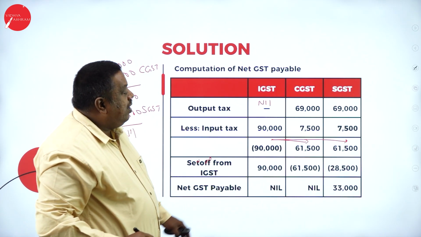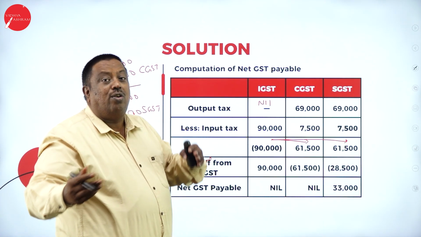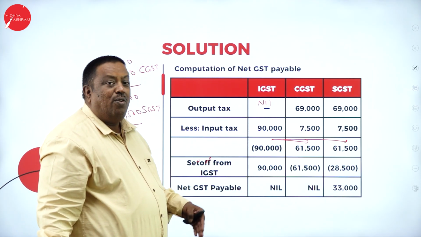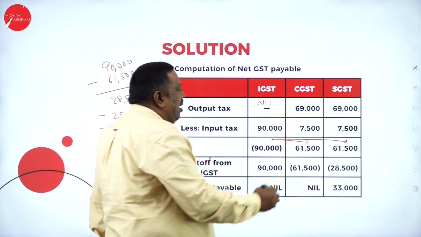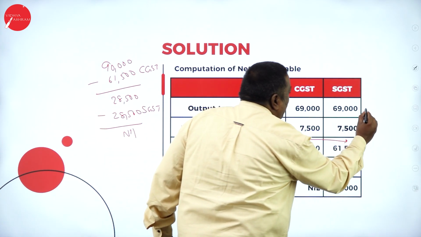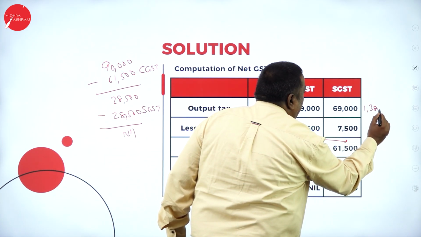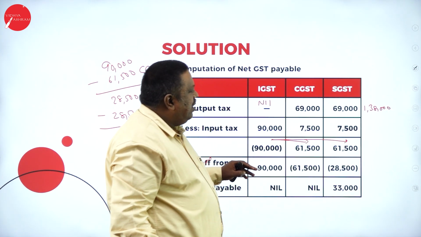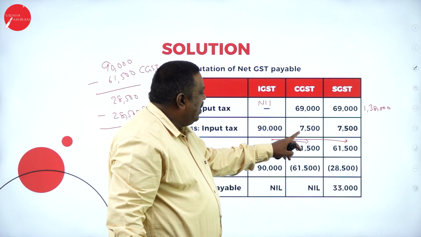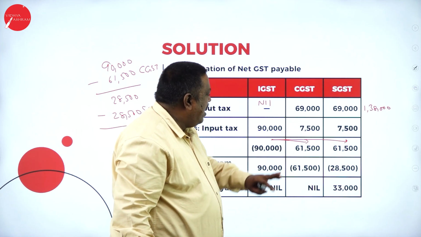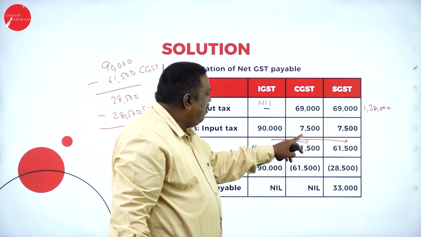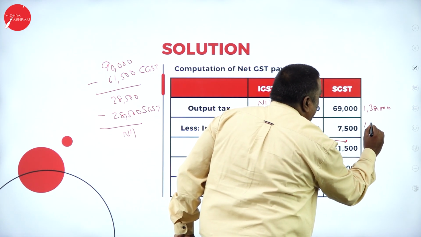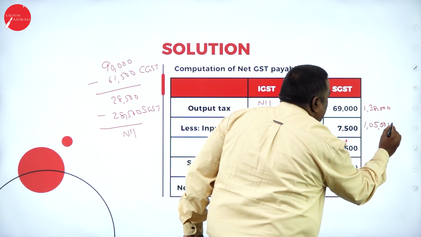So whether what we have done is right or wrong, whether the 33,000 answer we got is right or wrong, see here, add these two. So it will be 1,38,000 minus how much we have here? 90,000, 7,500 and 7,500, that is 97,500 and 1,05,000. So what is the remaining here?